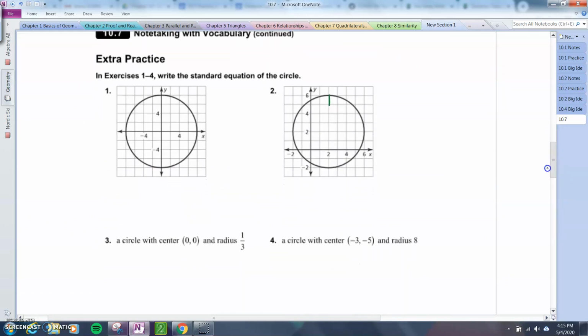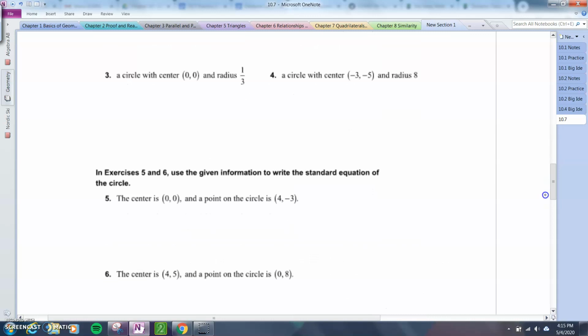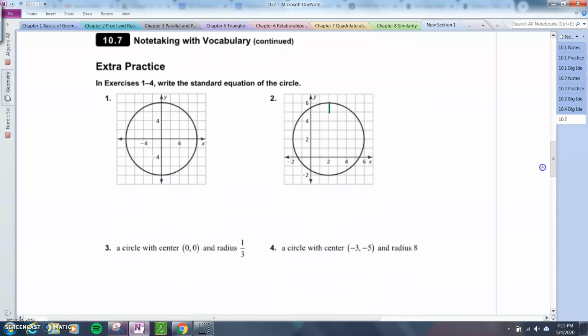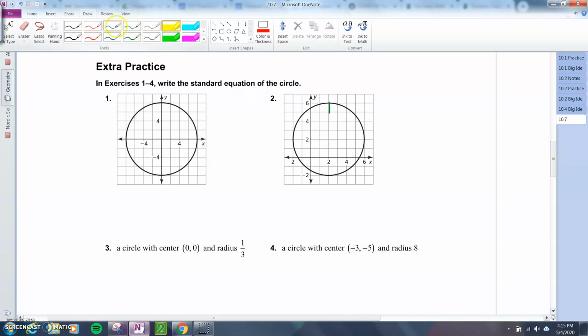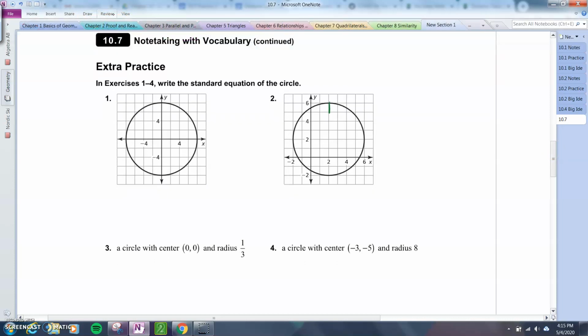Alright, so for this first video we're going to work through examples 1 through 6. We're going to start with example 1. Now remember, all we need to be able to write a standard equation of a circle is the center point, which we call h and k, and then we need the radius. So let's get that information and then we're going to substitute it into that standard form equation.